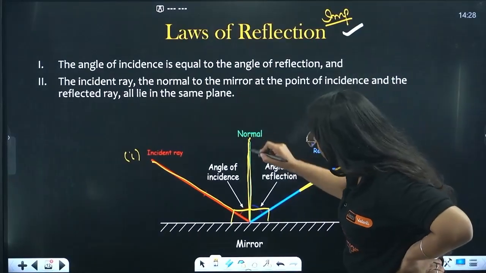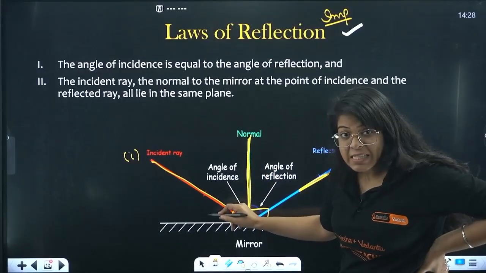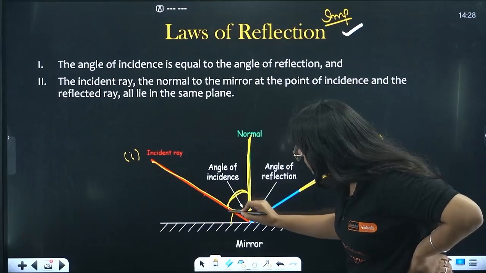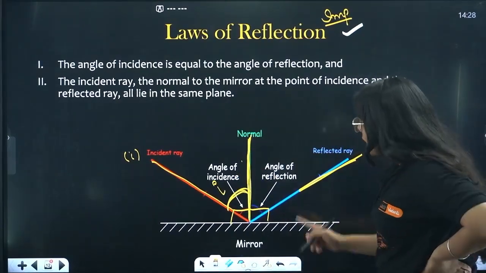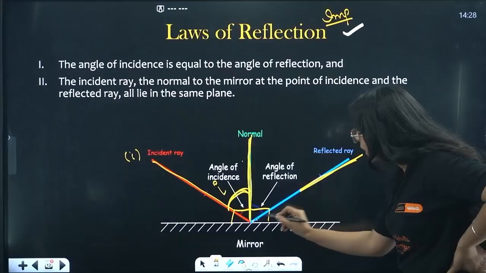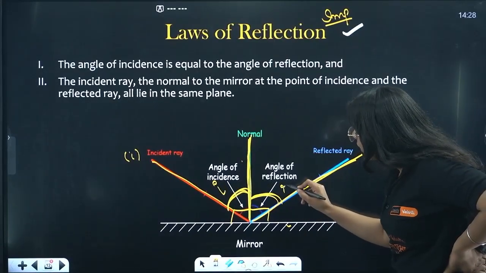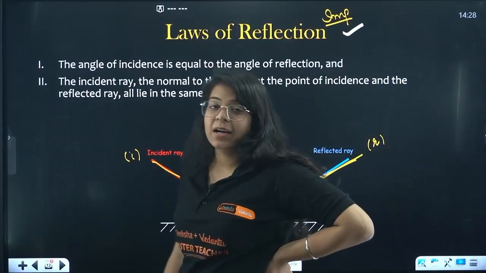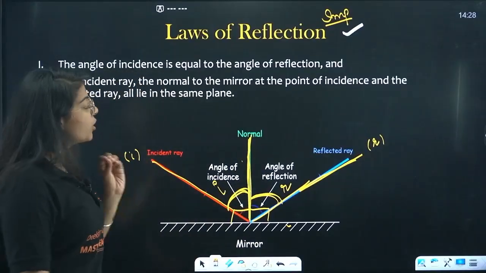And this normal ray makes an angle with this incident ray that is coming. Now this angle, beta, this is called angle of incidence. And similarly, this normal ray is making an angle with the reflected ray. This angle, beta, is called the reflected angle or angle of reflection. Clear till here? Okay.